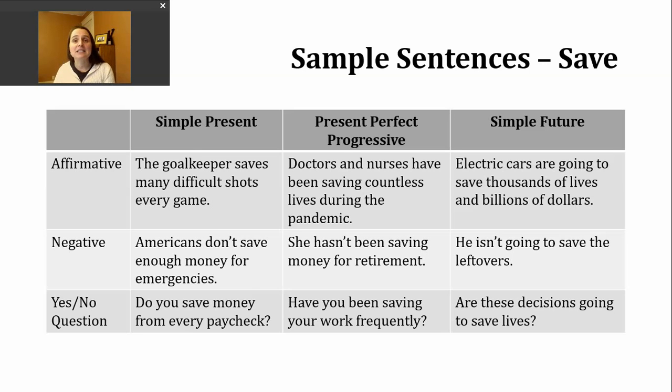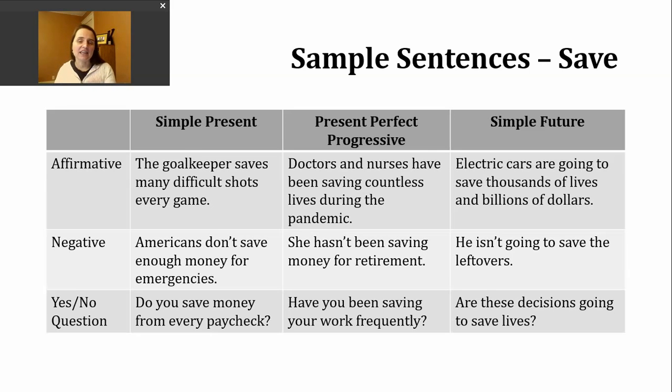Now let's take a look at the simple future. Today we're going to use be going to make simple future sentences. The structure for this will change a little bit based on our subject. So our be verb is going to be in the present, so that's am, is, or are. Okay? Let's take a look at an example sentence. Electric cars are going to save thousands of lives and billions of dollars. Okay? So here I'm using are because I'm talking about more than one car, right?